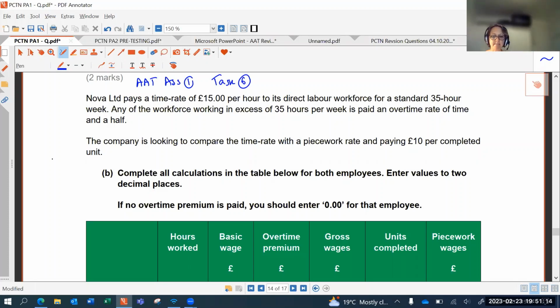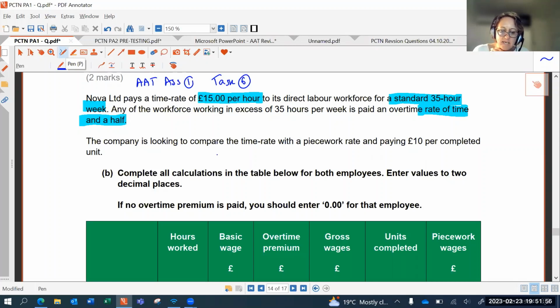So let's see what they tell us. Nova Limited pays a time rate of £15 per hour to its direct labour workforce. So you'd say that's what we call their normal pay or their basic pay. It's just what they get for their normal time. So £15 per hour, and that's for the standard 35-hour week. Any of the workforce who work in excess of 35 hours is paid an overtime rate of time and a half. Very popular rate of pay for overtime. So they would get their normal £15 plus another half of that.